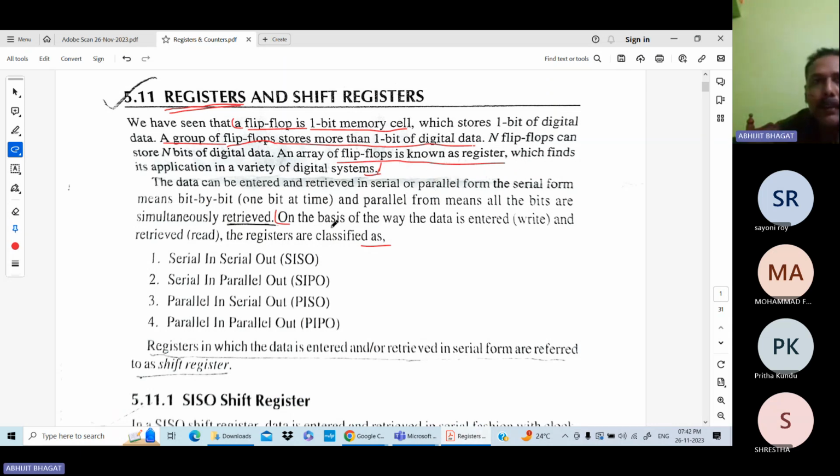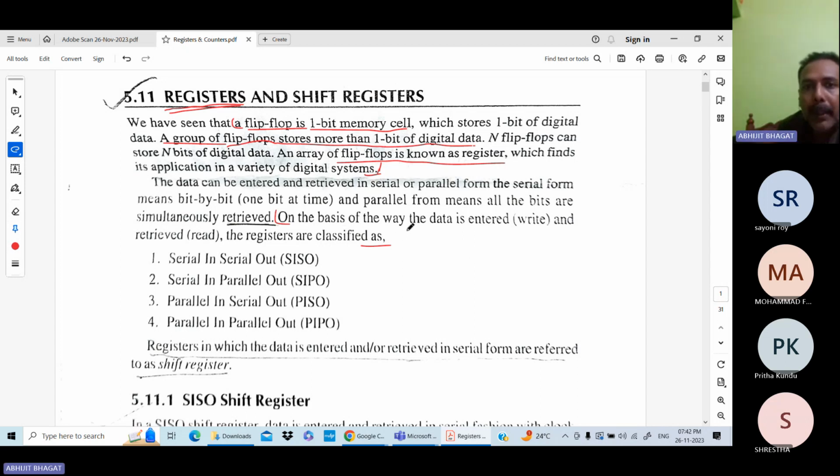Next is this flip-flop. Suppose if you want to store 2 bits, then you need 2 flip-flops. If you want to store 3 bits, then you need 3 flip-flops. So this group is called a register. A group of flip-flops is called the register.